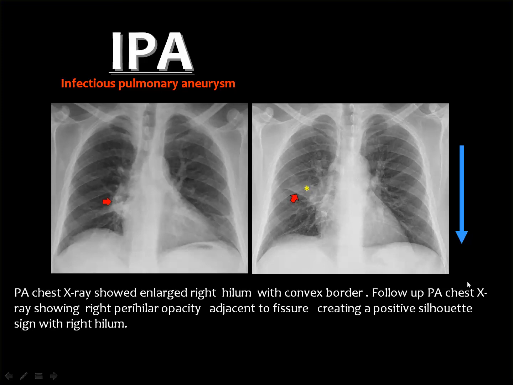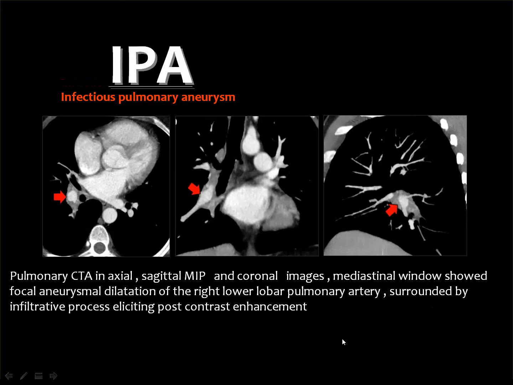Also here, you see that there is the prominence of the right hilar shadow, and on the follow-up study, you got some opacity surrounding the enlarged hilum. And the CT scan showed the presence of an aneurysm within the enlarged hilum surrounded by abnormal soft tissue.